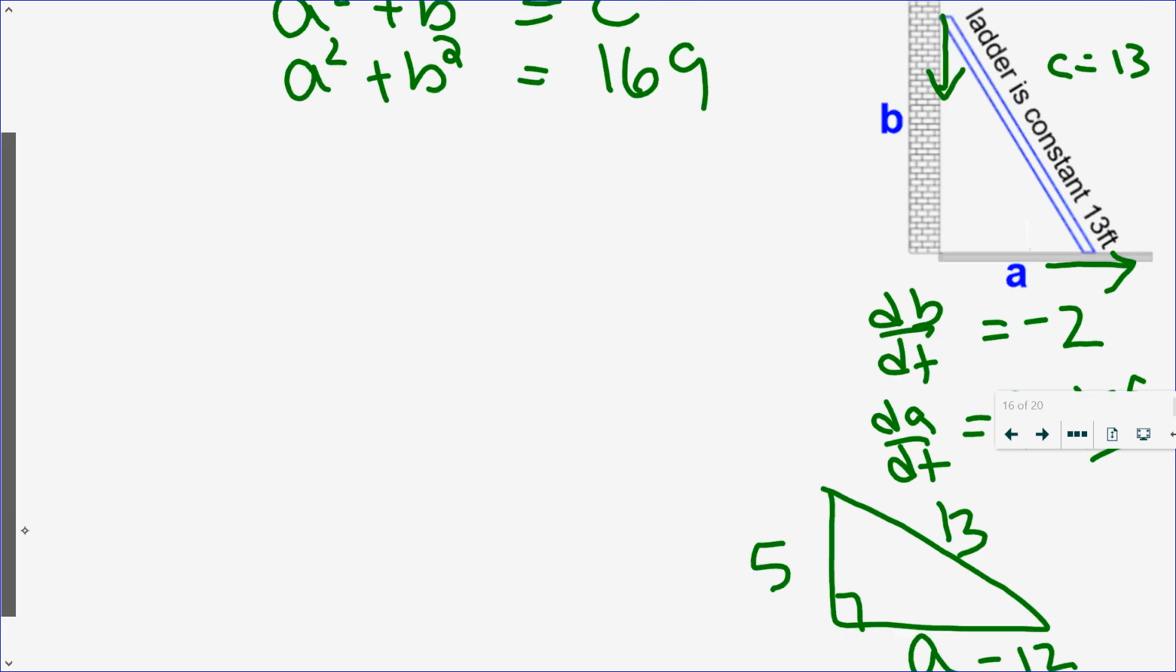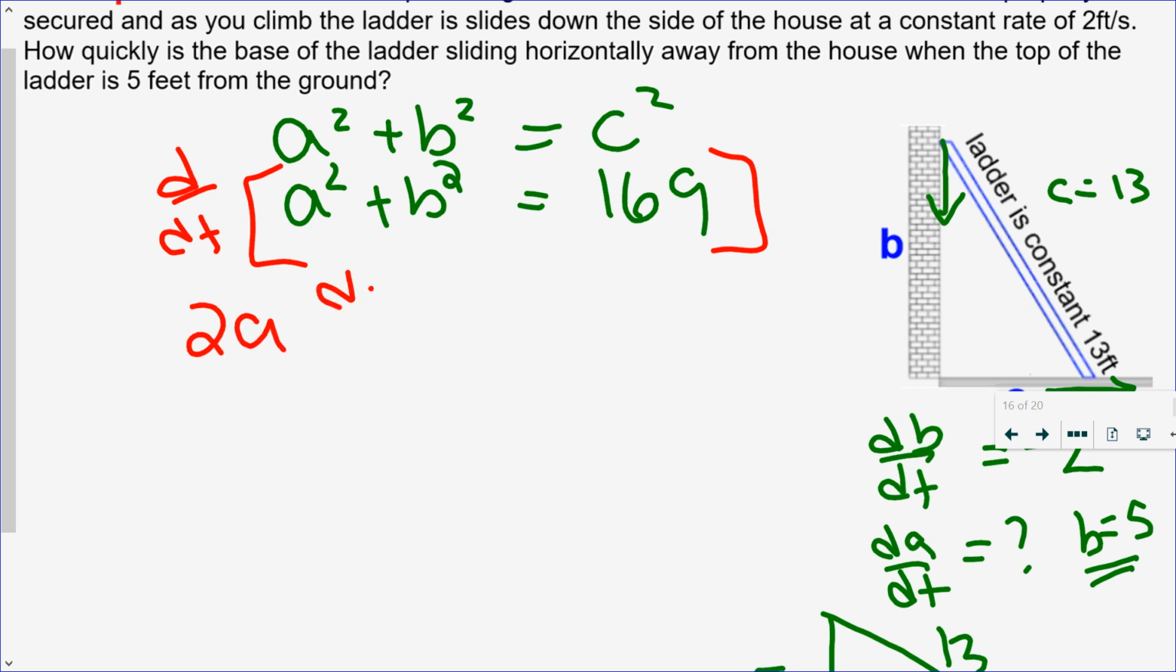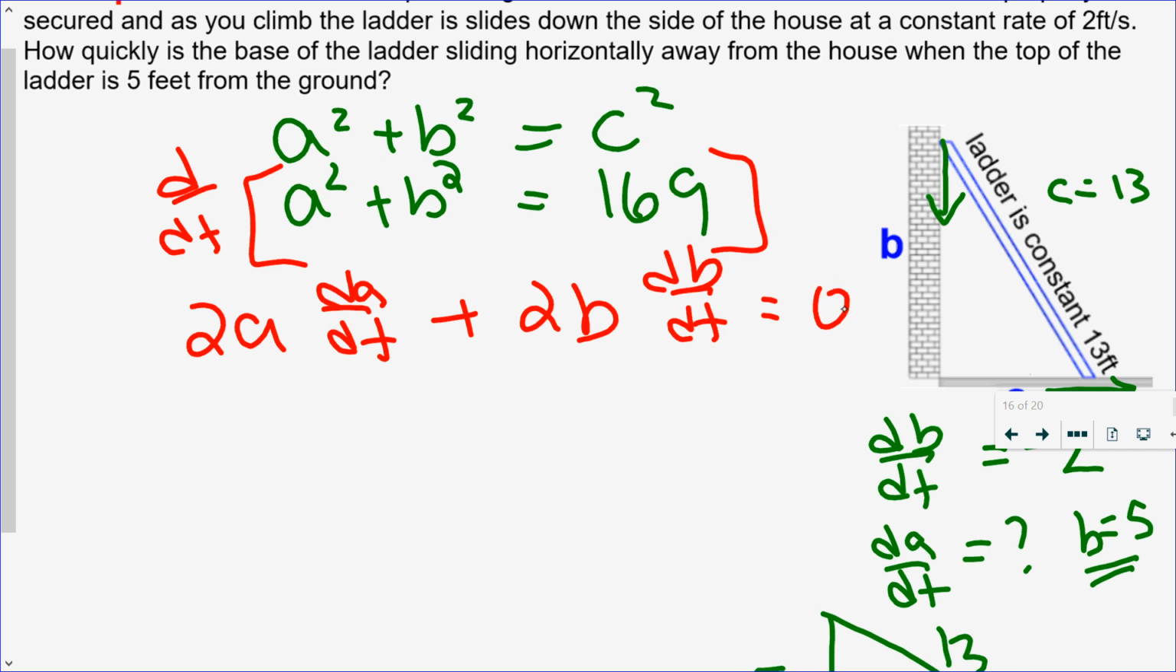Okay, so now I only have one unknown, which is dA by dt, so I can take the derivatives of both sides of this equation with respect to time. So the derivative of a squared is 2a times the derivative with respect to time, dA by dt, plus the derivative of b squared is 2b times the derivative with respect to time, and the derivative of a constant is just 0. So now that I've done that, I can just substitute in my values. So 2 times a, which we just found was 12, times dA by dt, which is what I'm trying to solve for.